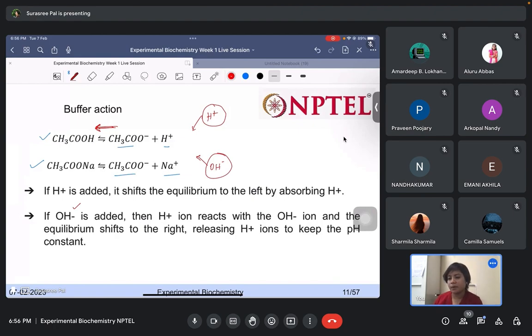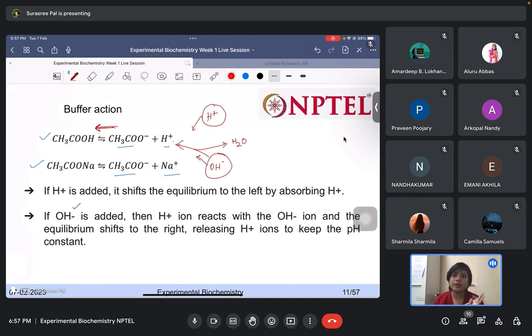Then this OH minus ion will react with this H plus ion and it will form H2O, right? So these OH minus ions will be neutralized by these H plus ions by forming water, and therefore the H plus ion concentration will diminish. If that occurs, then the pH will also change. So the buffers cannot let that happen, right?